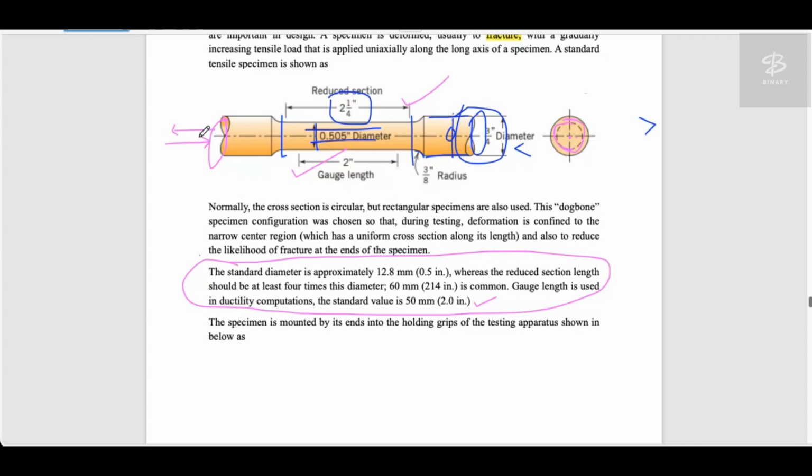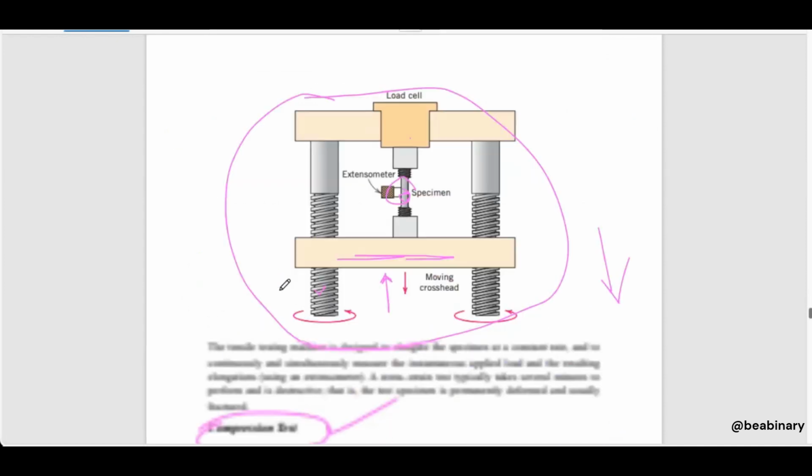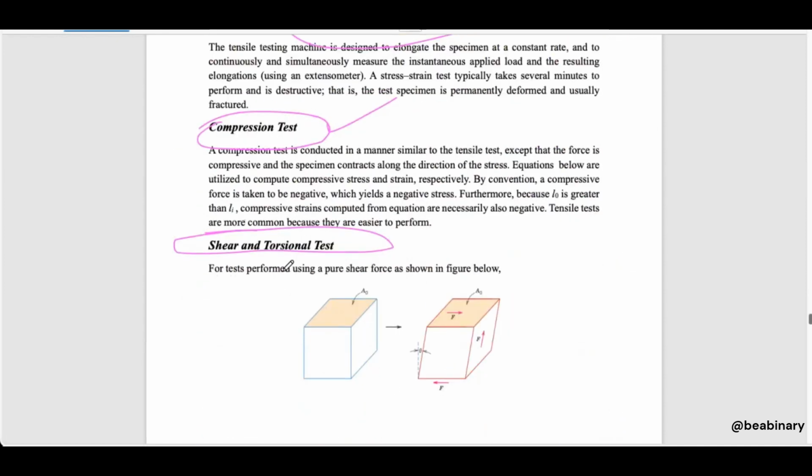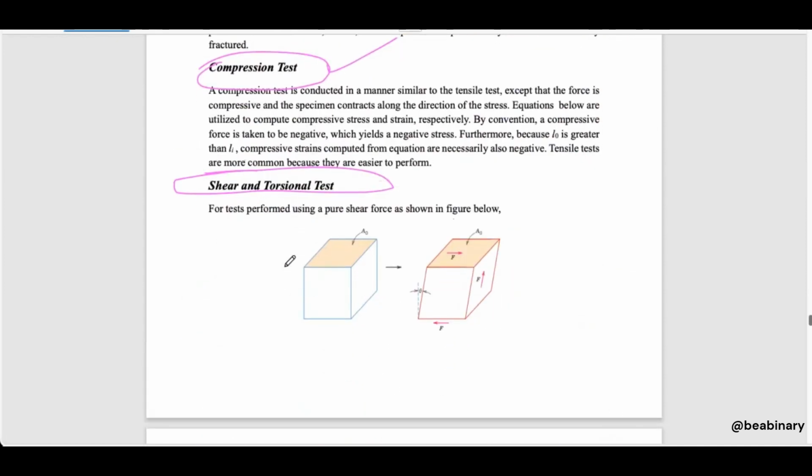So in a compression test or in a tensile test, you are applying the load perpendicular to the area. But in the case of torsion or shear, we are applying the force parallel to the area. So if the material is in the form of a bar, suppose this is your cross-section area.